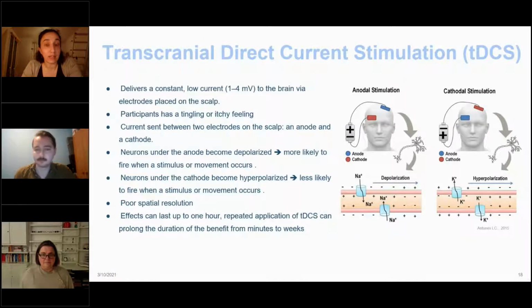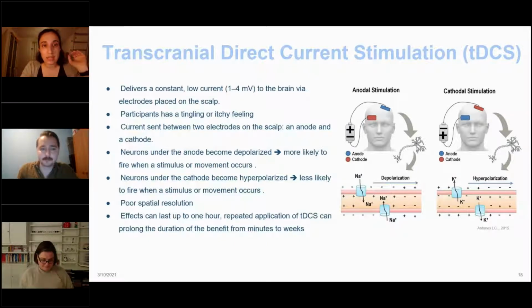And another technique that alters the brain's activity is transcranial direct current stimulation, which is the delivery of a constant low current to the brain via two electrodes. Basically, it's an anode and a cathode, as you can see here.